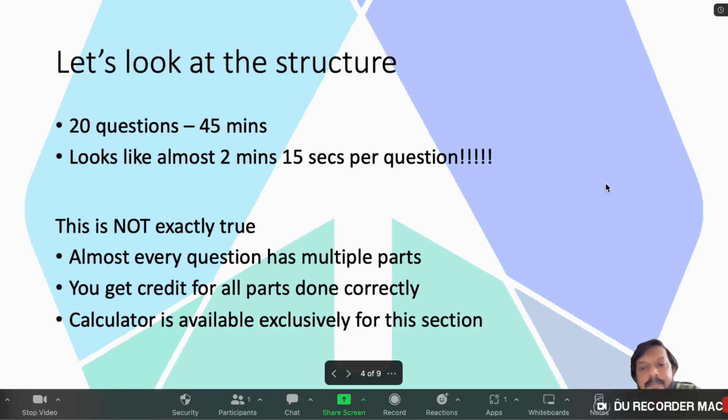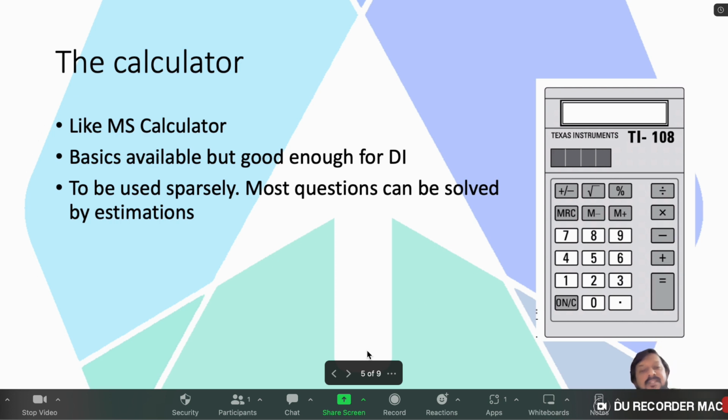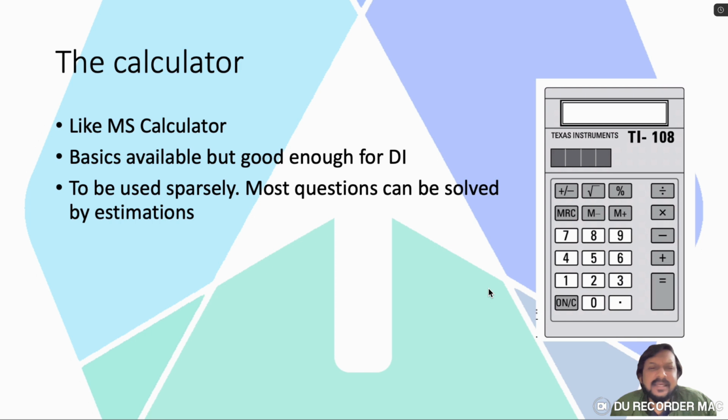So let's look at the calculator first. The calculator is exactly like the Microsoft calculator that you get bundled with your Windows, or the basic calculator that you see when you are using Mac OS. All the basic functions are available: plus, minus, addition, subtraction, division, multiplication. There is in fact a square root and a percentage also. Good enough for the type of calculations that you require in the data insights section. It does not require more than that.